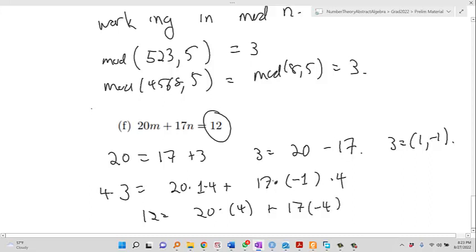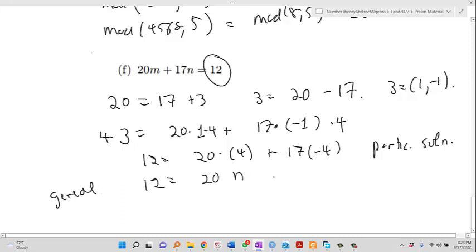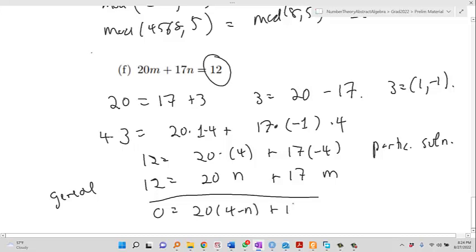I'm writing a slash through my 7s just to make it clear. All right, so I now have a particular solution. Okay, and then if you want to find the general solution, you write it this way: 12 equals 20 times n plus 17 times m. You subtract here, you get 0 equals 20 times (4 minus n) plus 17 times (minus 4 minus m).